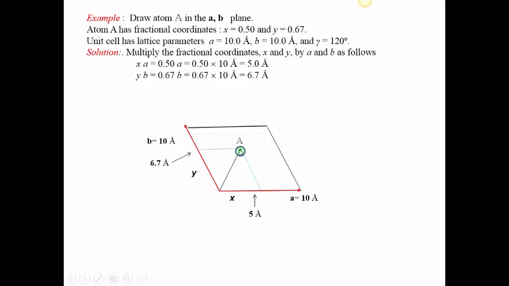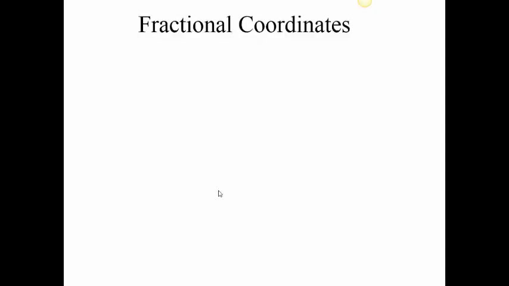Here's the projection of big atom A along the a-axis, and its fractional coordinate is 1/2, and so 1/2 times 10 gives you 5 angstroms, and likewise along here the y is 2/3, so 2/3 times the 10 angstroms along the b-axis gives you the 6.7. However, from now on you really won't have to do this because we're going to have the computer do it for us.